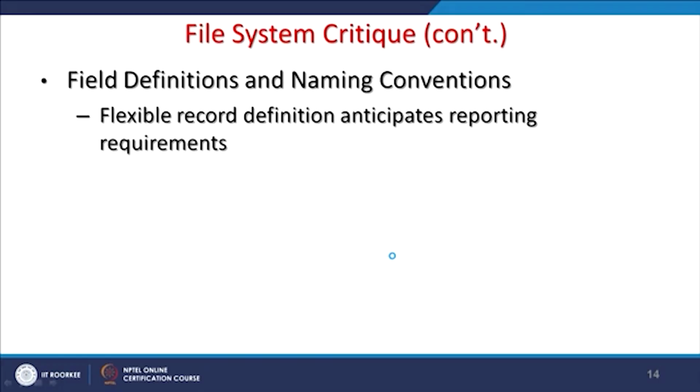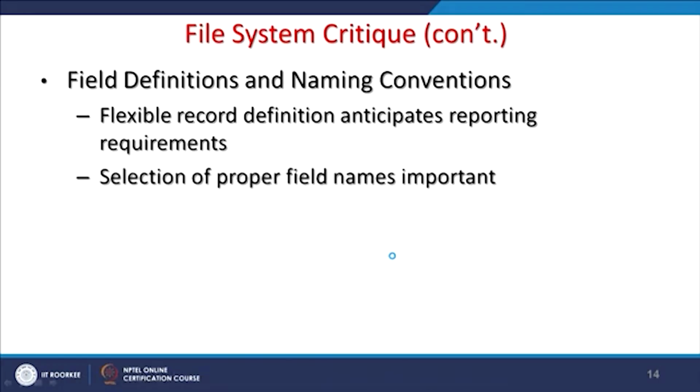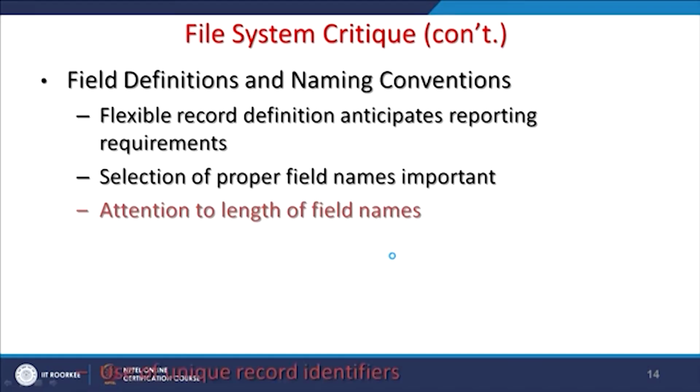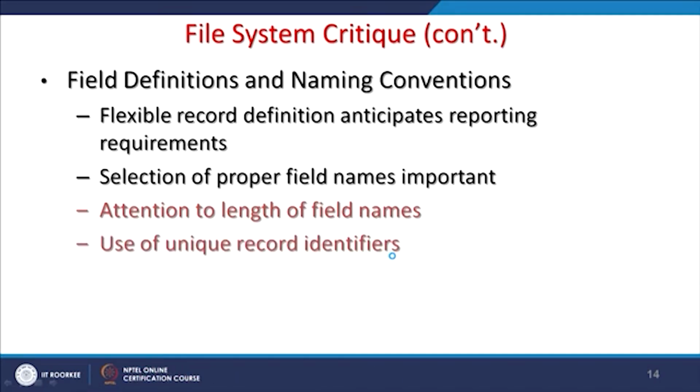Flexible record definition anticipates reporting requirements, and selection of proper field names is important in a file system. Attention to the length of field names is again important, because later on you may change it, but it may bring some errors. So before even bringing data into a particular field of our database, we must be careful about these characteristics: the length, the width, and what kind of data is going to come. And use of a unique record identifier is very much required here. For each record there has to be a unique identifier.